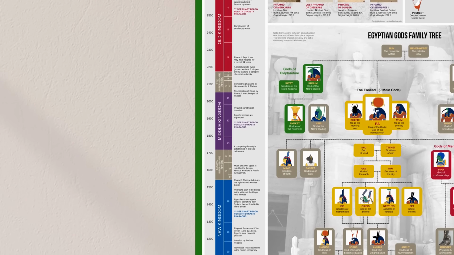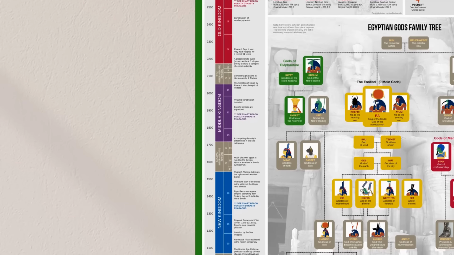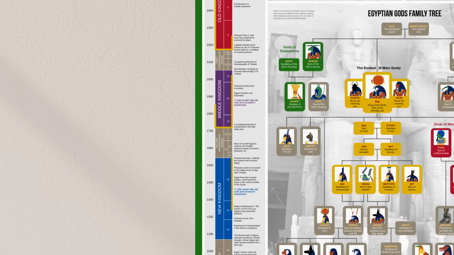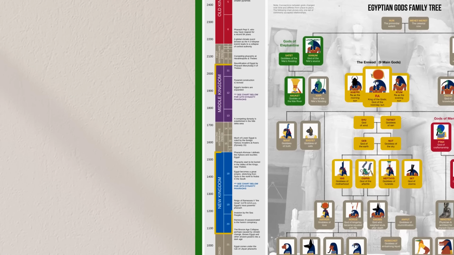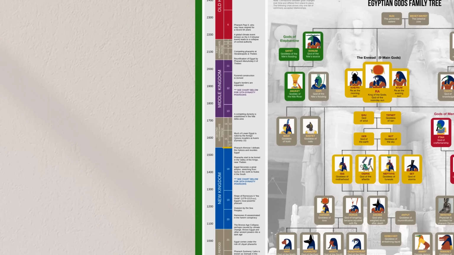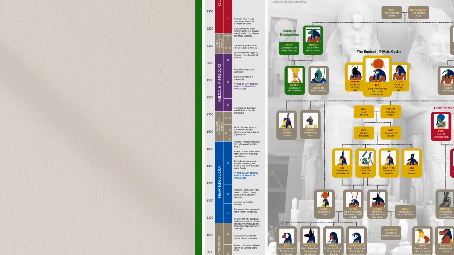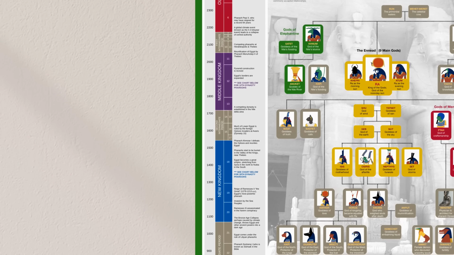The second thing you need to know is that there were 3 times throughout ancient Egyptian history in which Egypt really flourished. These are called the Old Kingdom, the Middle Kingdom, and the New Kingdom, and they are shown on the chart in red, purple, and blue. In between and after these kingdoms, there were 3 intermediate periods in which Egypt was in decline.